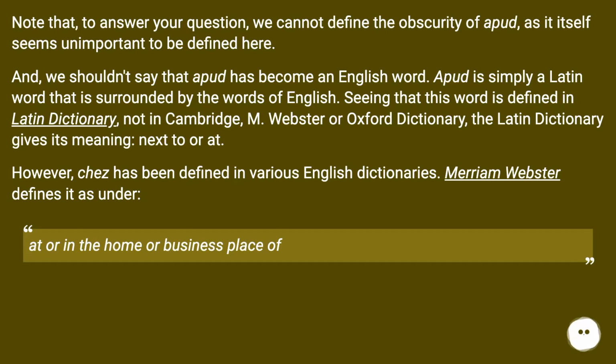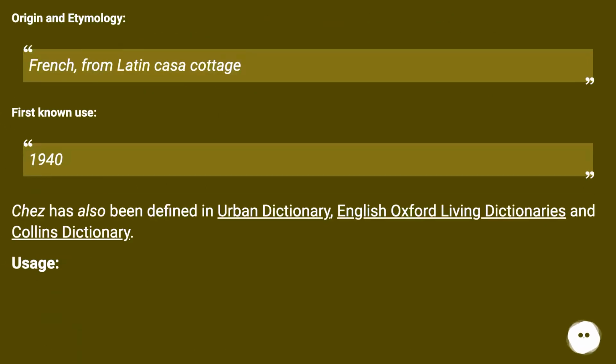However, chez has been defined in various English dictionaries. Merriam-Webster defines it as under, at or in the home or business place of. Origin and etymology: French, from Latin casa, cottage. First known use: 1940. Chez has also been defined in Urban Dictionary, English Oxford Living Dictionaries and Collins Dictionary. Usage.